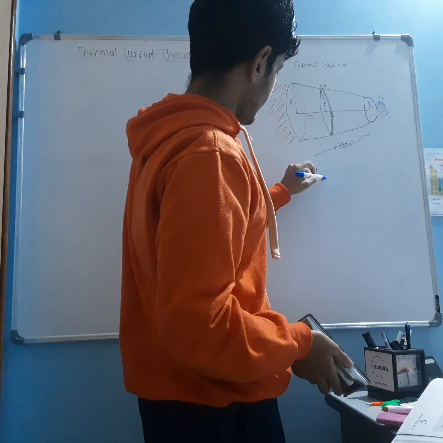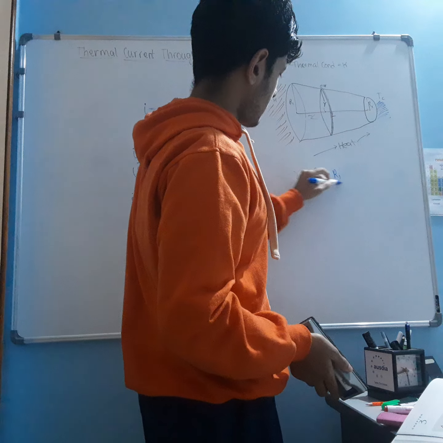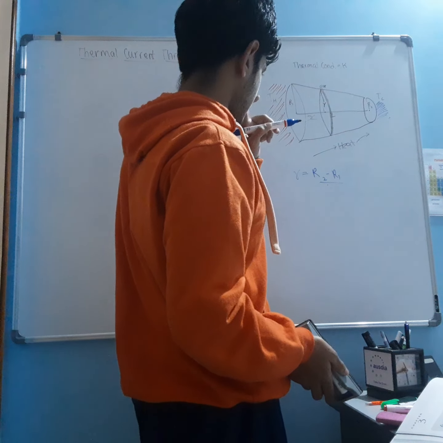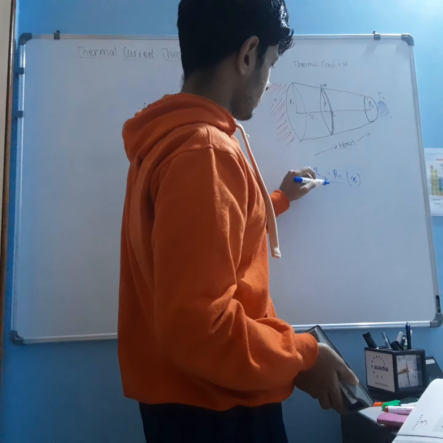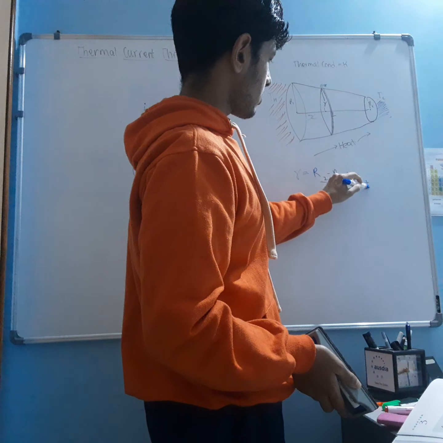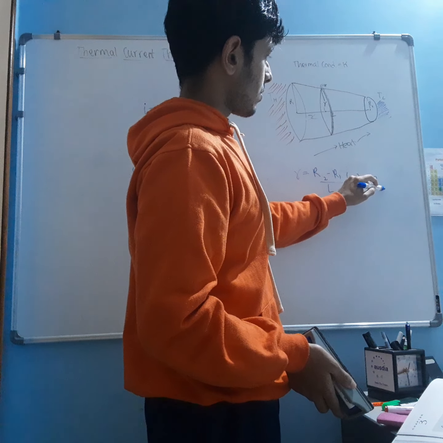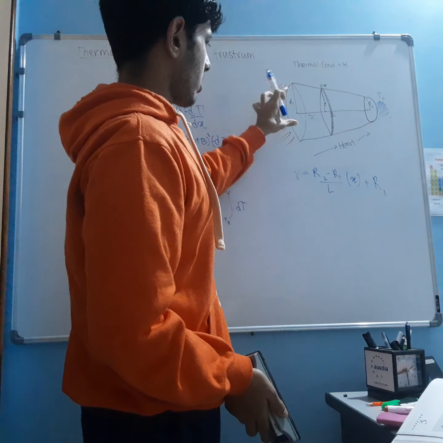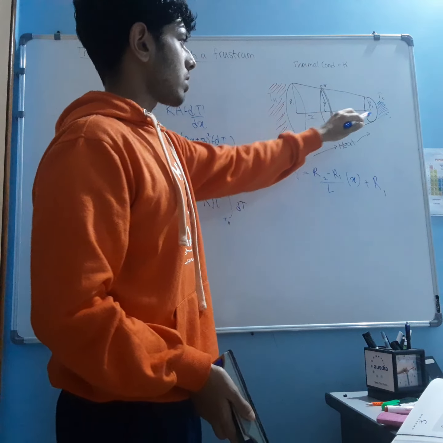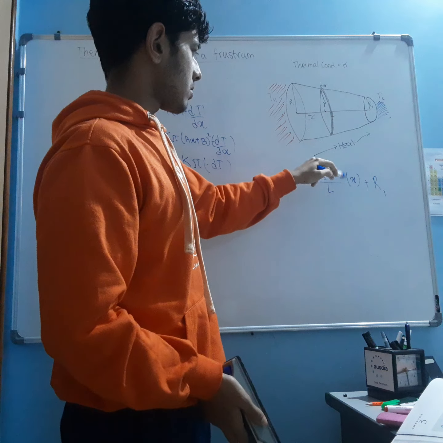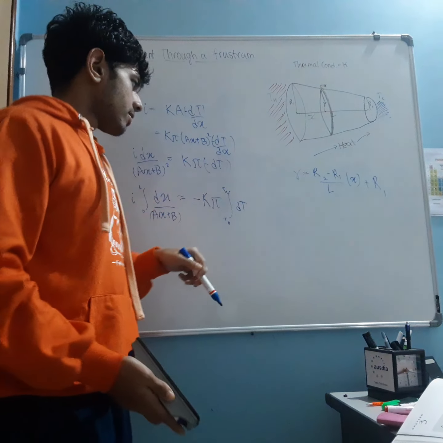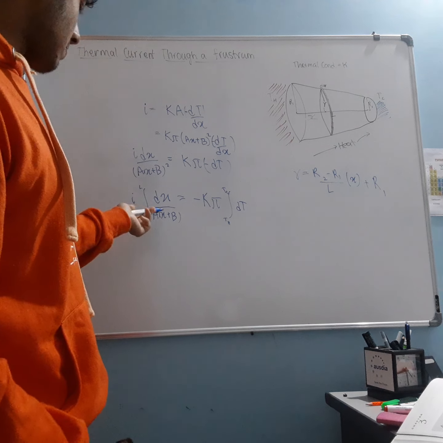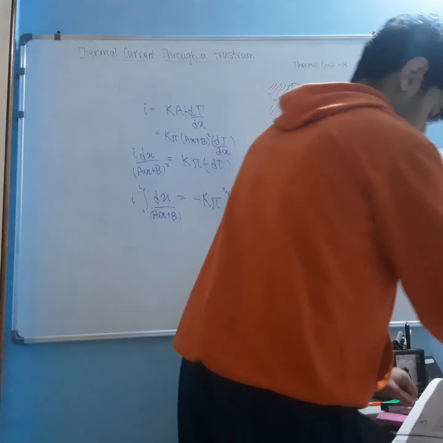You'll have (R2 minus R1) by L plus R1. Because when x is 0, you have just R1, and when x is L, these both cancel and you have R2. So that's right. In order to integrate 1 over ax plus b, this is how you would go about doing it.